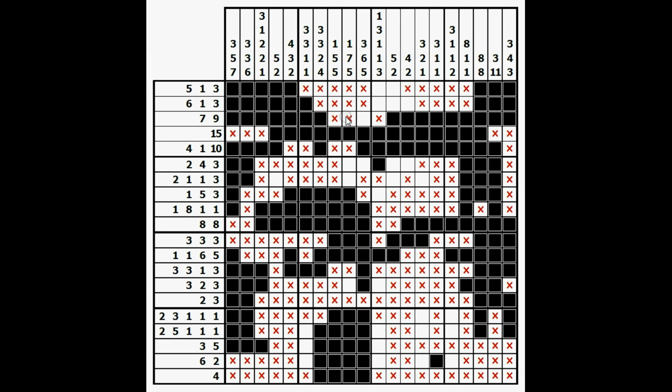All right, let's see. Up here we have 7 and 9. 1, 2, 3, 4, 5, 6, 7, 9. That has to be an X. Therefore, this has to be 1, 2, 3. Now when we look across here, 2, 3. This has to be 4. 1, 2, 3, 4. I don't know which one of those is, but I got one more there. Let's see. 2, 1, 1, 3. Don't know enough there. 1, 5, 3. That tells me I can put an X there.